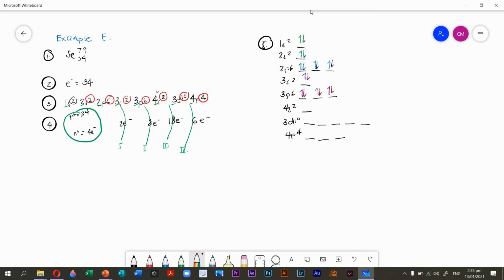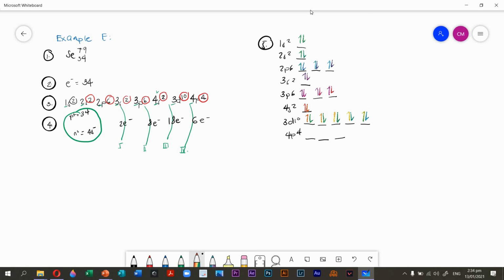And then upward and downward. And then 3d10, so 10 sila. Meron tayong 5 blanks. Lahat upward and then downward na. Yan. Ganda ng pen natin, ano?